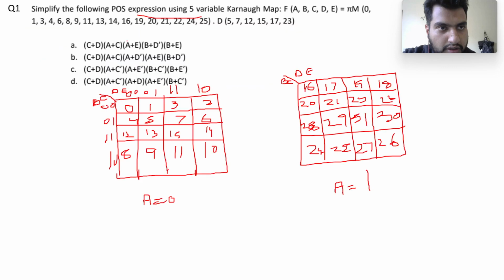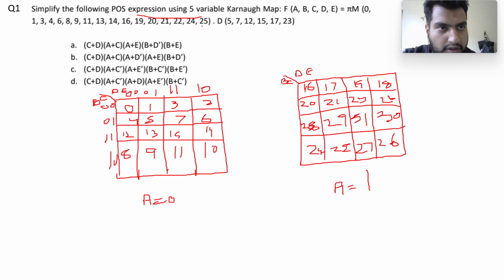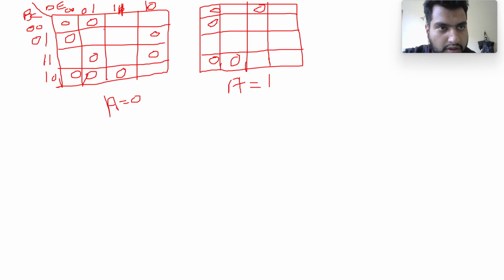Then it is 0 4 6 7 9 11 13 14. Then it is 16 19 20 21 22 24 25, and then we have the don't cares 5 7 12 15 17 23.